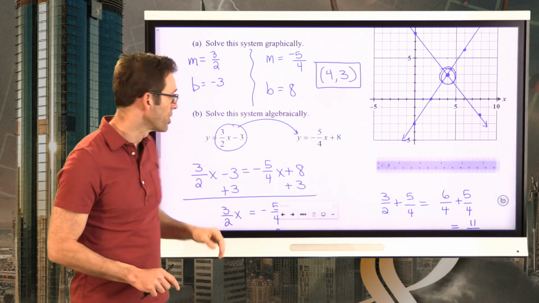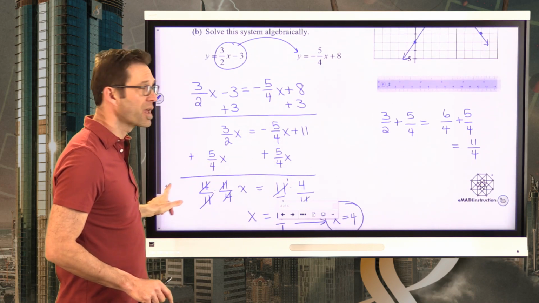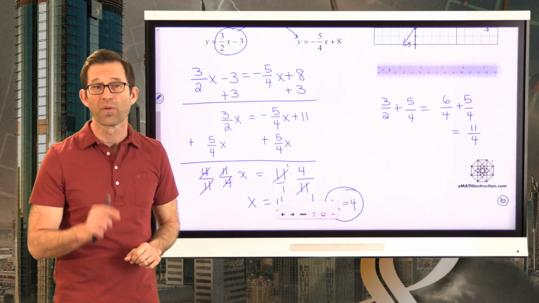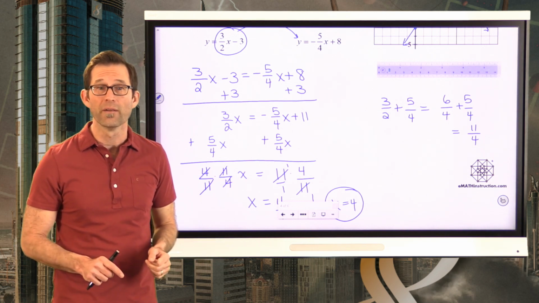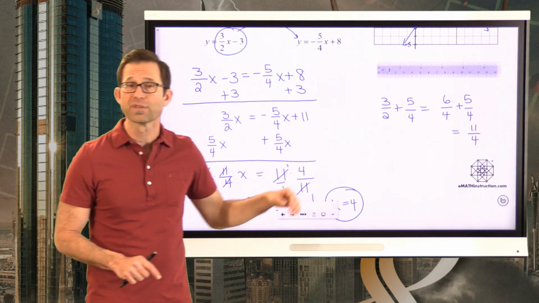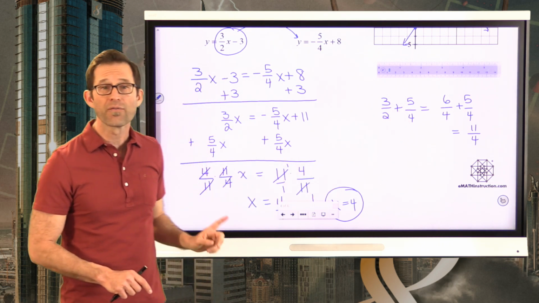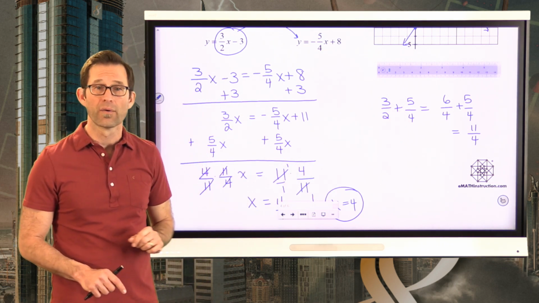Now, let's be very clear. What's making this algebraic solution harder is only two things. Well, it's really only one thing, the fractions. But the two things that make it harder are obviously combining the two fractional terms like this, and of course solving it once we get down here.